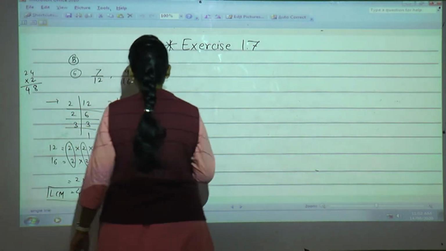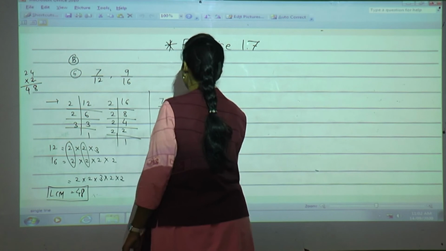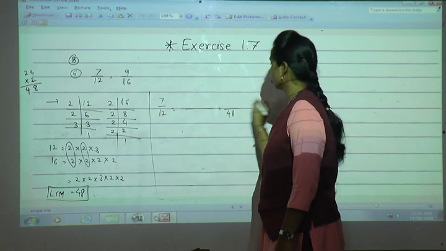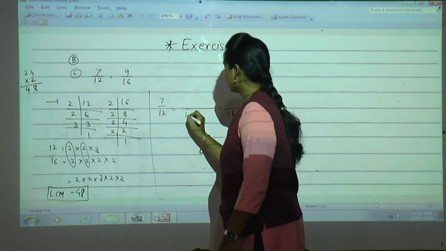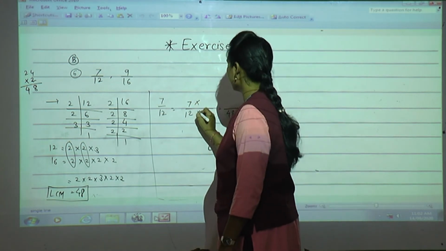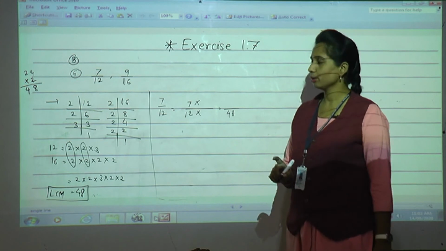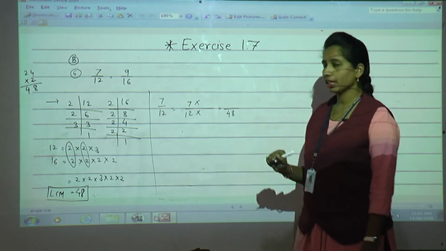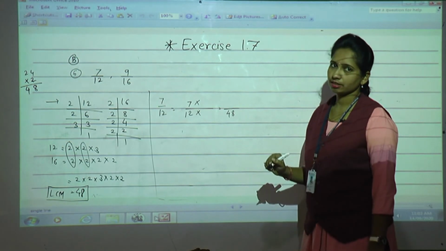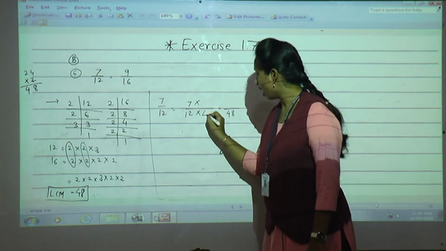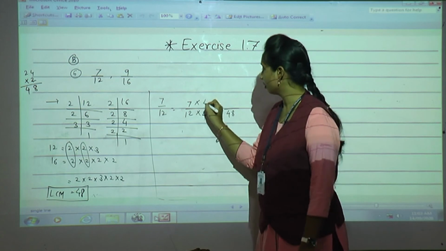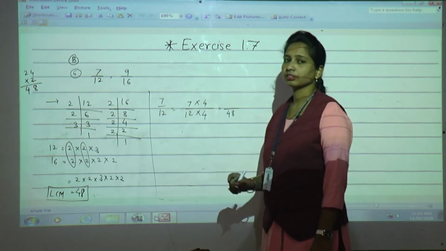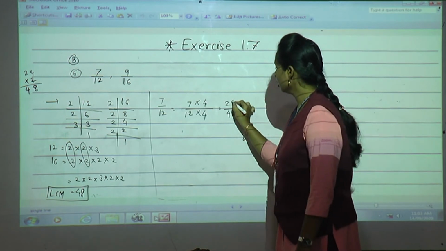Now we will compare 7 upon 12. And what is the LCM? Write in the place of denominator, that is 48. So write 12 and 7 as it is. 7 multiplied by, 12 multiplied by. Now 12 multiplied by what? We get 48. Yes. 12 4s are, isn't it? So take 4 in the place of numerator also. Now 7 4s are 28. So write here 28.